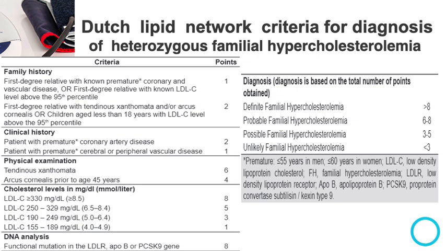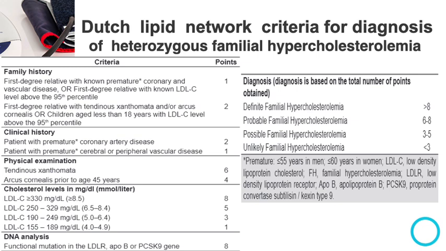Diagnosis can be made through the Dutch Lipid Network criteria, which takes into consideration the patient's family history of first-degree relatives with known premature coronary vascular disease, or a first-degree relative with known LDL-C above the 95th percentile, or a first-degree relative with tendinous xanthoma and/or arcus cornealis, or children less than 18 years with LDL-C level above the 95th percentile.